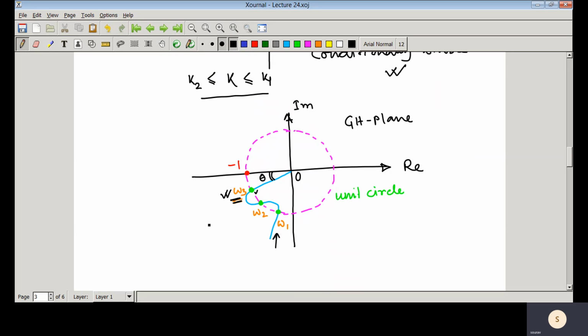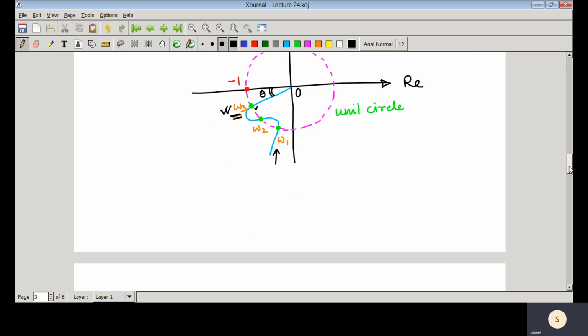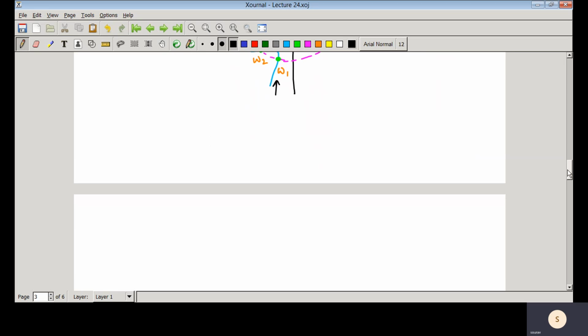So now we are going to discuss one more concept, which is called the delay margin. So what is the delay margin? We have already discussed what the transportation lag is. So now let us discuss what the delay margin is. We have discussed what gain margin is, what phase margin is, and now the delay margin.